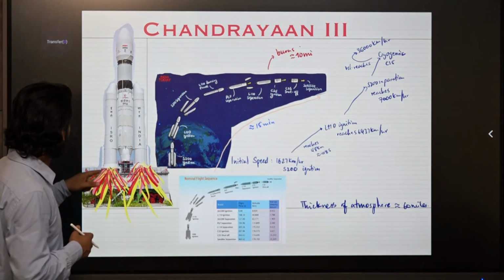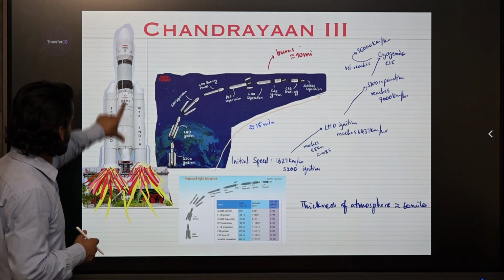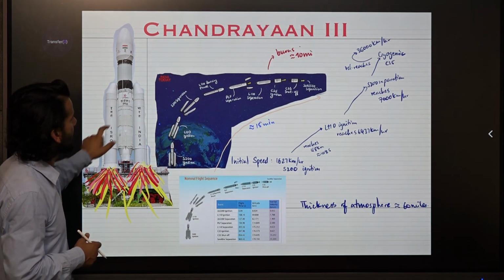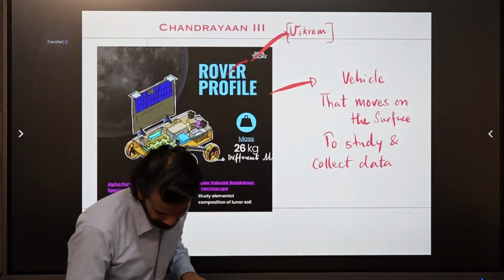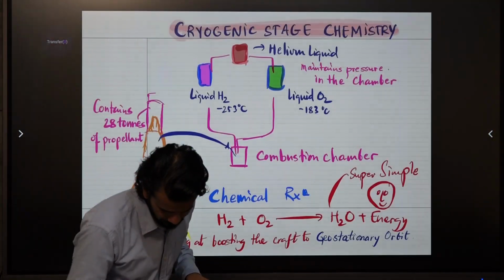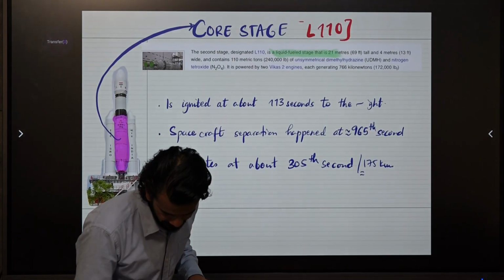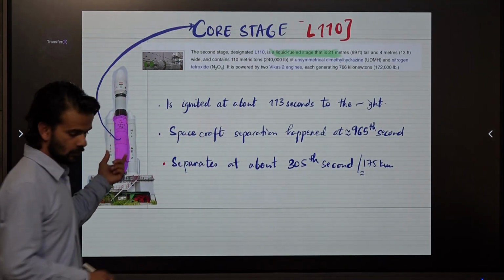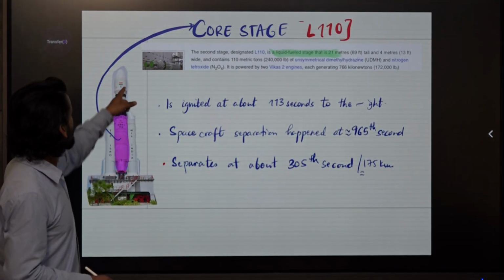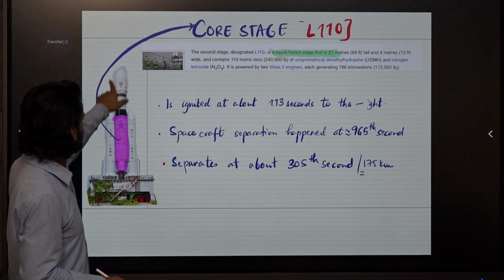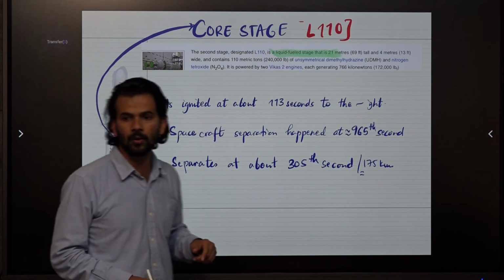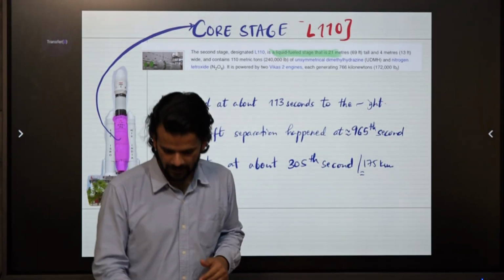You have the main, a different stage, the core stage, right? And then you have this cryogenic stage, and this one, the payload covering, right? PLF.